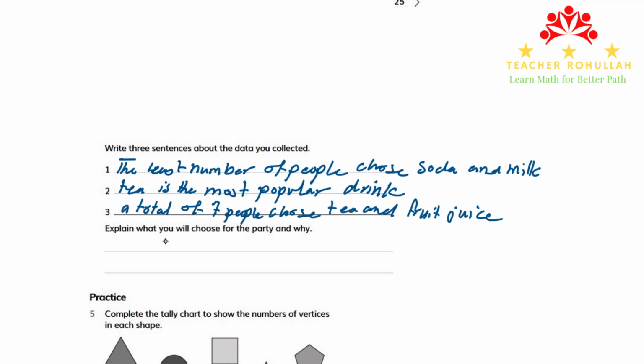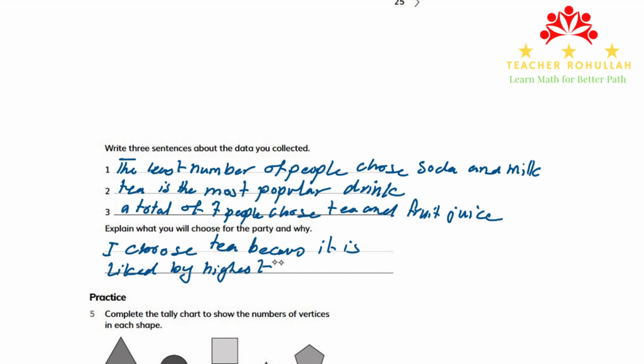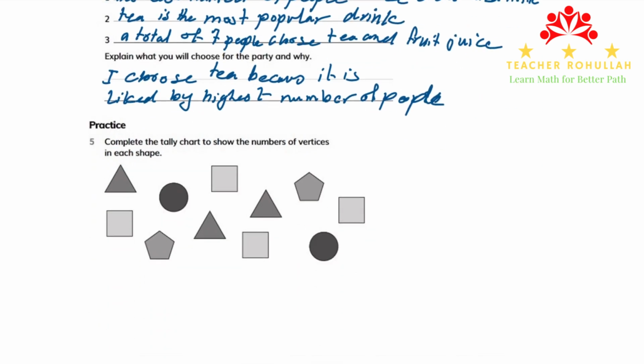Now it says, explain what you will choose for the party and why. I will say that I choose tea because it is liked by the highest number of people. So we are done with question number 4. Let me scroll down to move to question number 5.